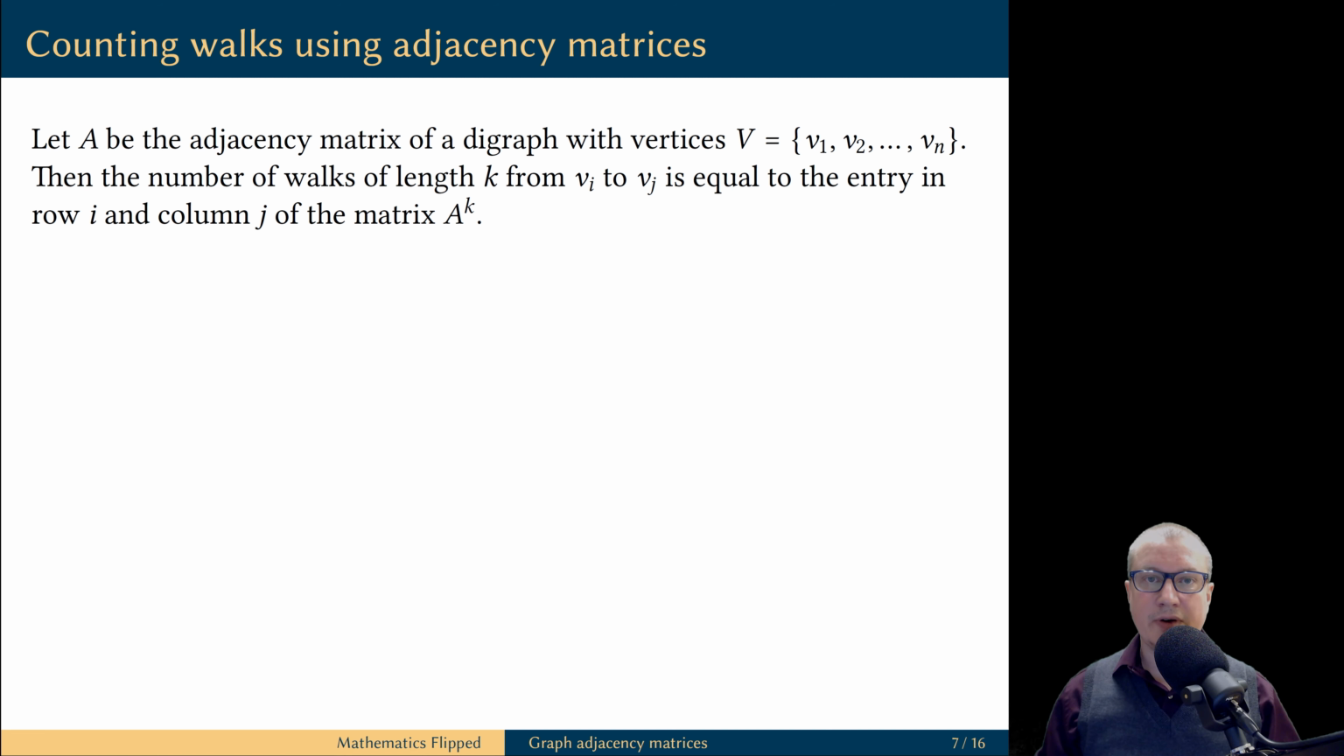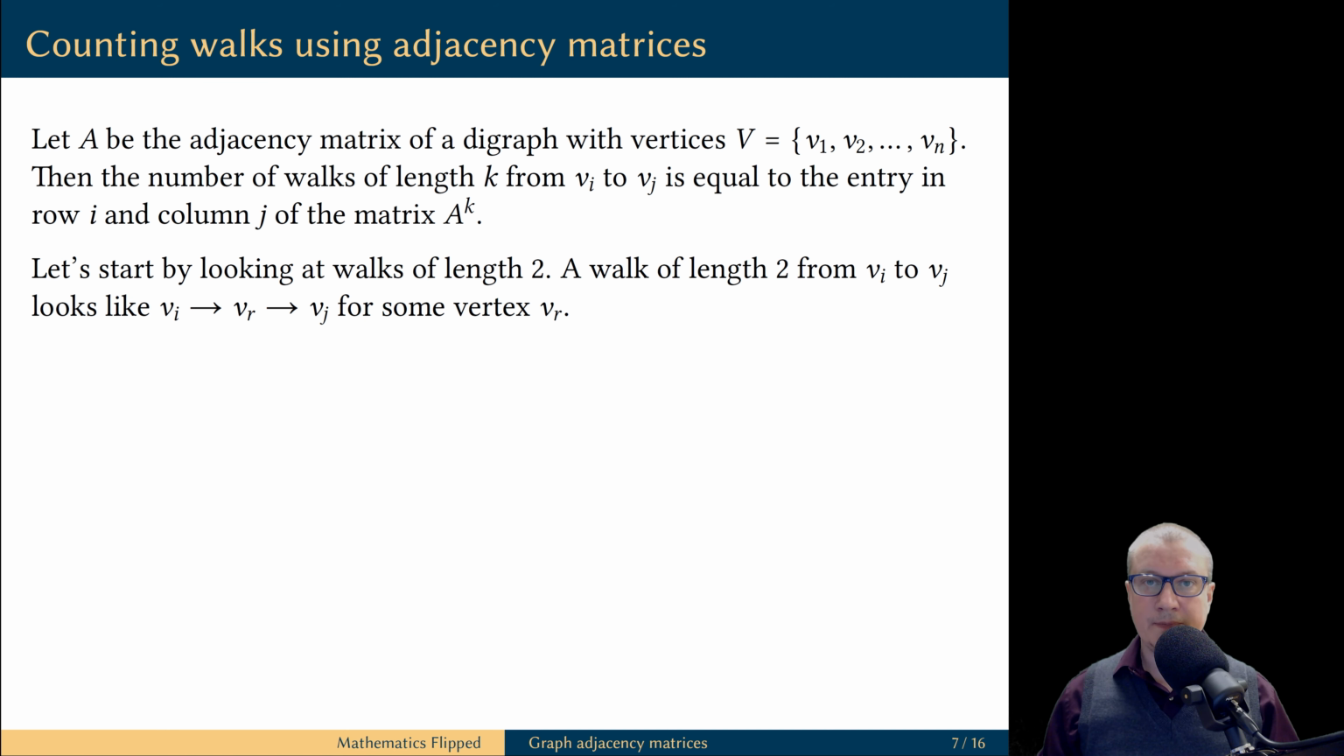Suppose we have a digraph and the set of vertices of this digraph is the set which consists of elements v1, v2 through vn. Let A be the adjacency matrix of this digraph. Then the number of walks of length k that start at the vertex vi and end at the vertex vj is equal to the entry in row i, column j of the kth power of the matrix A.